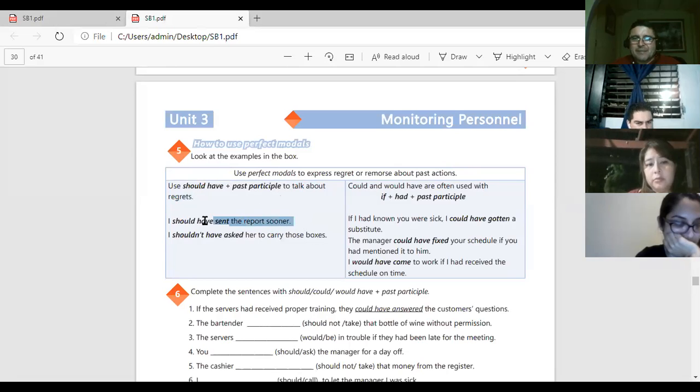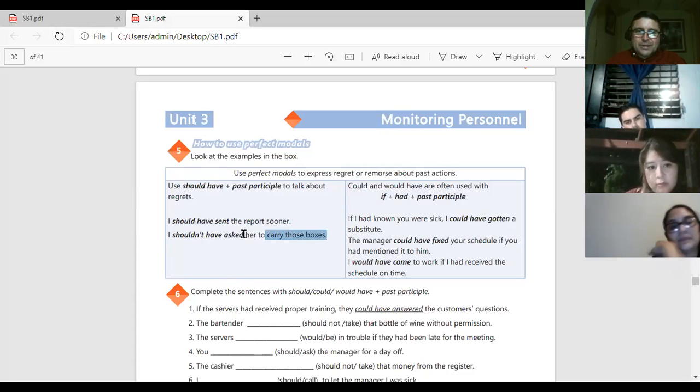Look at the following example. I should have sent the report sooner. How do you say that one in Spanish? Yo debería de enviar los reportes pronto. Okay, yo debí haber enviado el reporte más pronto, más temprano. So imagine that you receive a memo and it says, Francisco, we did not receive the information. So you will receive a report, a warning, whatever. So I say to myself, I should have sent the report sooner.